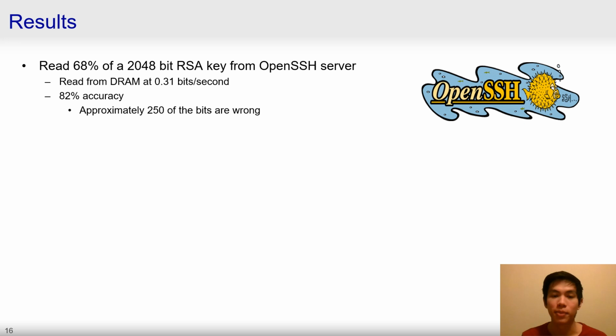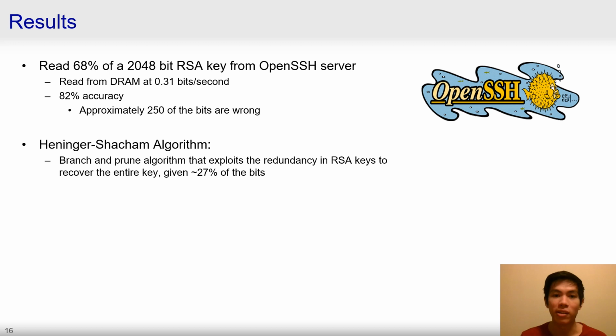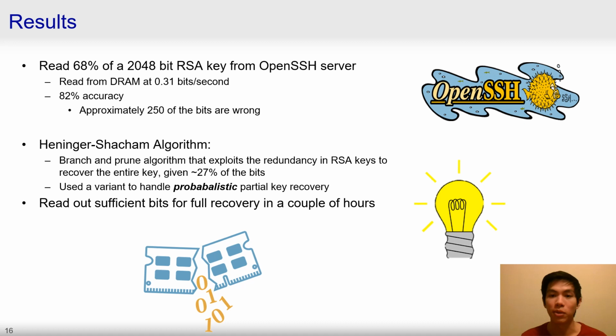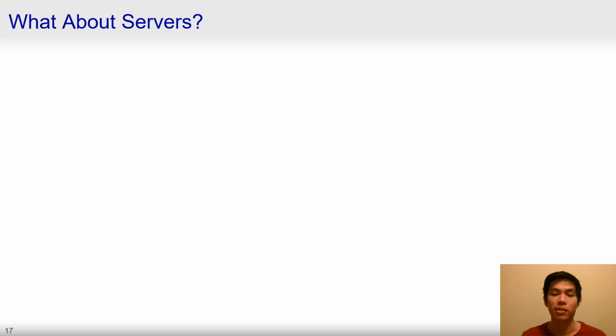To overcome this, we turn to the Henecka-Shamir algorithm, which, given about 27% of the bits at random, can exploit the redundancy present in RSA keys to recover the entire key. Since we don't have 100% accuracy on our recovered bits, we used a variant that handles probabilistic partial key recovery, which is why we needed to read out 68% of the bits. Using this algorithm, we were able to read out enough bits to fully recover the key in a couple of hours. So now we have demonstrated RAMBleed against desktop machines, but what about server machines?